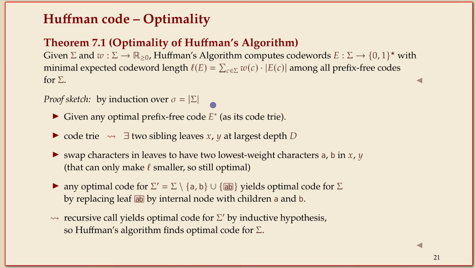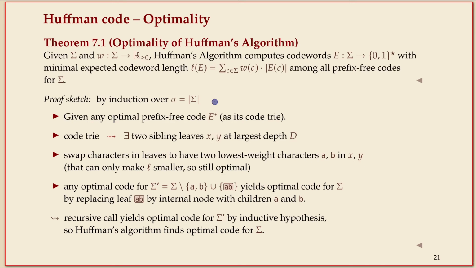And the proof is an induction over the size of the alphabet, which is natural because the algorithm also is recursive over the size of the alphabet. It calls itself on a smaller alphabet.